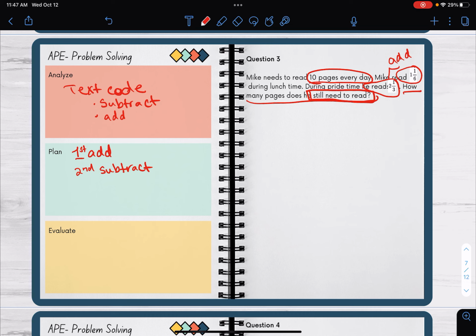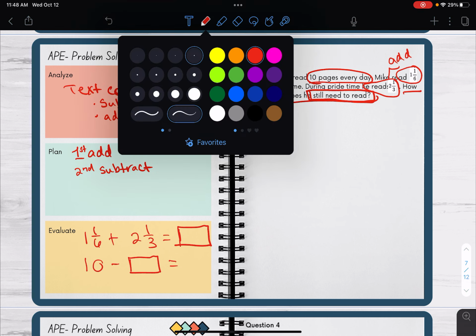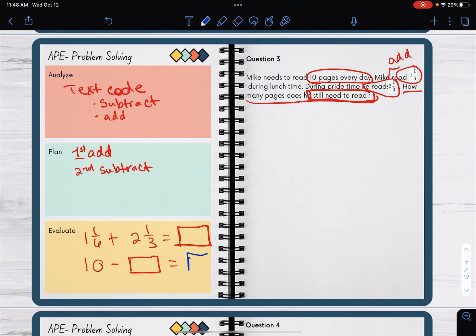So the first step is going to be add. So we said we're going to add 1 and 1/6 plus 2 and 1/3. Whatever we get there, we're going to take that and subtract that from 10. Okay? And then that gives you your answer.